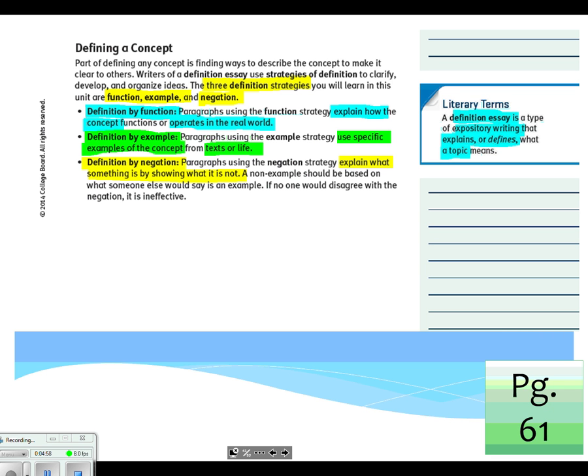Now, there's a few notes I'm going to have you take on each one as well, and it might help clarify a little bit more how these strategies work or how you make them. All right, so the function strategy uses verbs and adjectives. Heroes are brave. I'm defining a hero by describing it. Heroes fight for what is right. I'm defining a hero by explaining what they can physically do.